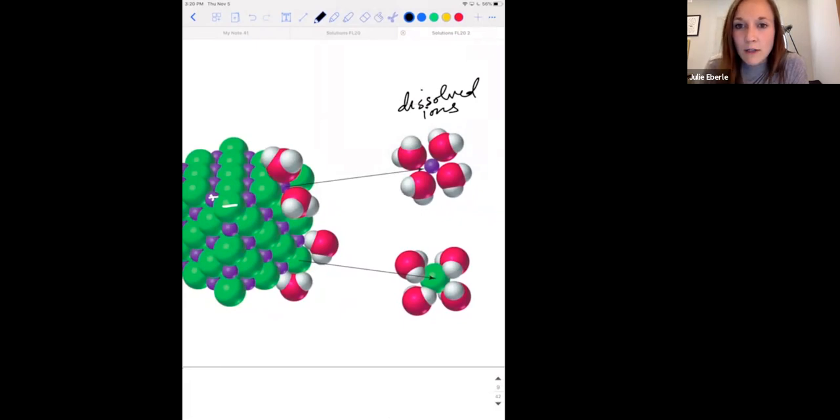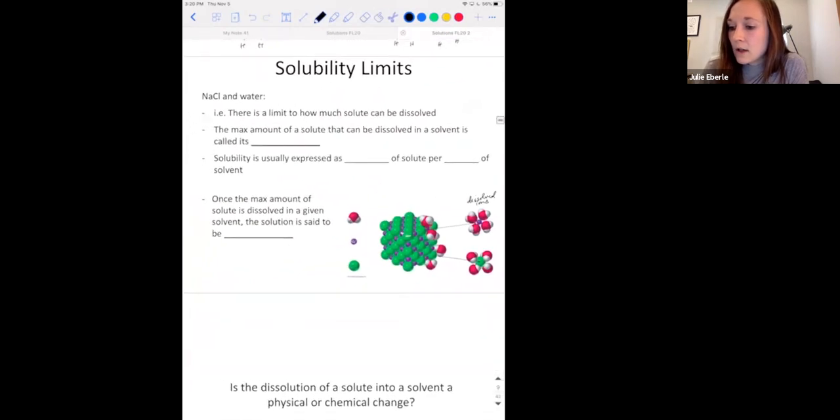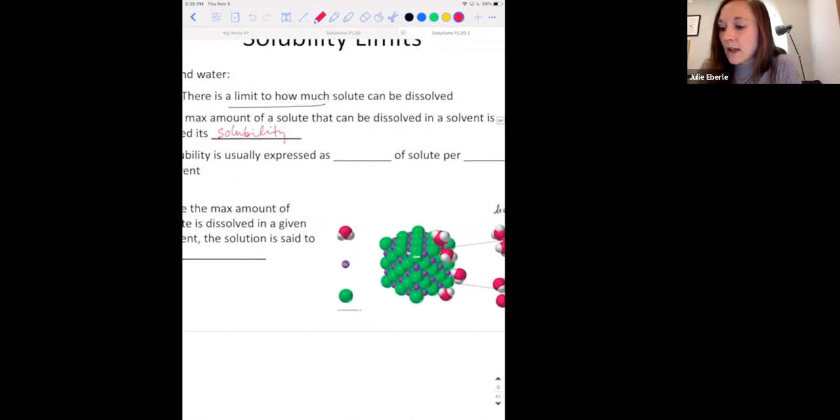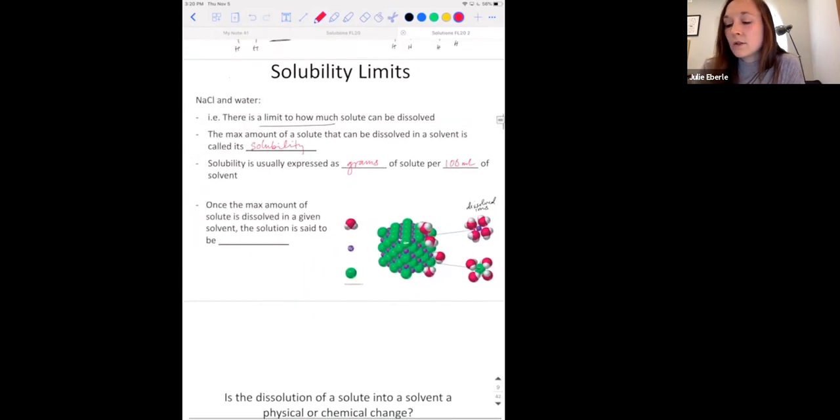Well, if you run out of water molecules because all of them are already interacting with a dissolved ion, then you have no more ions that you can dissolve. And that's when you've hit your solubility limit. So that's essentially what we're saying here. There's a limit to how much solute can be dissolved, and the max amount of solute that can be dissolved, we call that the solubility. That is the substance solubility. And we express this as grams of solute. So it'd be like grams of salt, NaCl, per 100 milliliters of solvent. So I think, if I remember from this morning, it's 36 grams of salt per 100 milliliters of water. That's actually the solubility limit of sodium chloride.